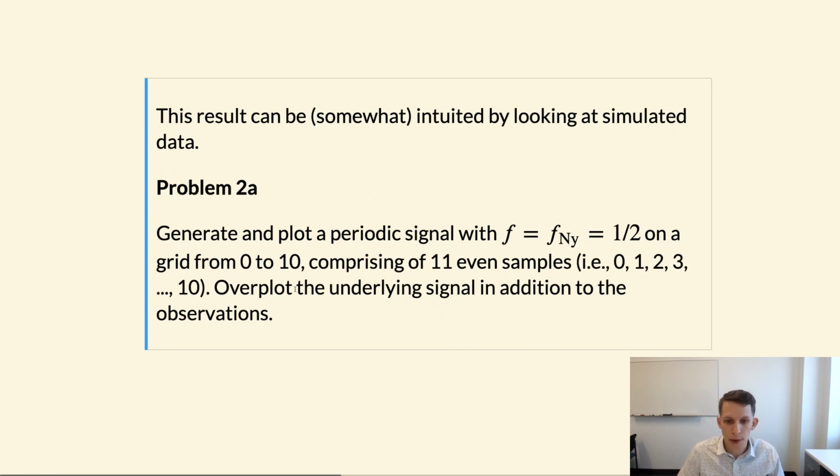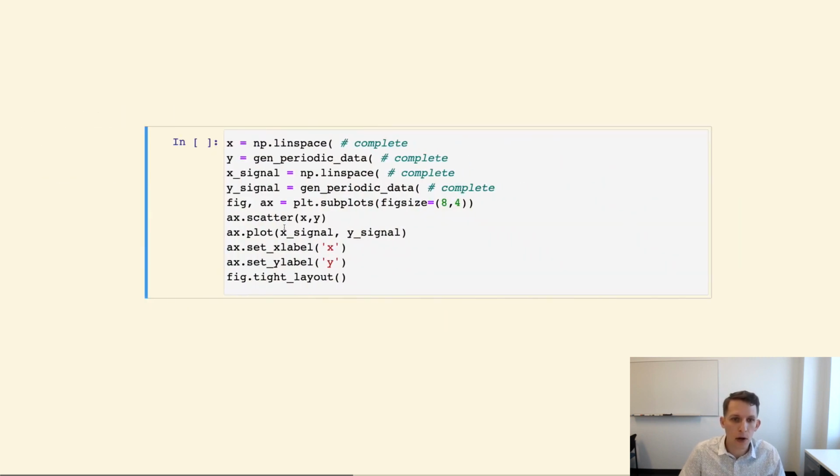And then overplot the underlying signal in addition to the observations themselves. So we want a grid from 0 to 10, and we have a periodic signal with frequency equal to 1/2. So we're going to have a grid from 0 to 10 with 11 points, which is what we just said. And then we want to create a signal over x with a period equal to 2.